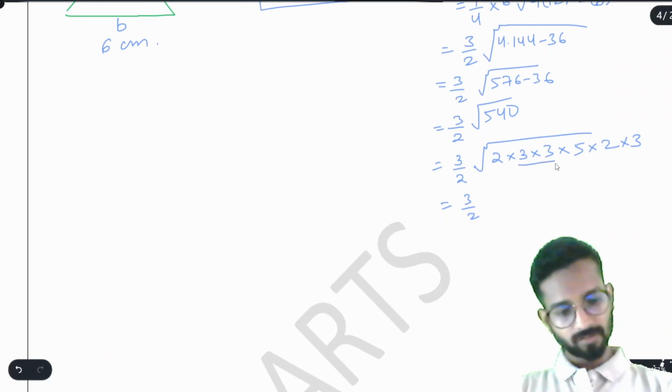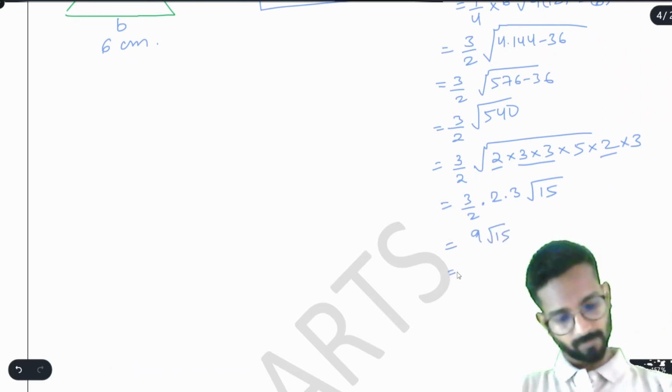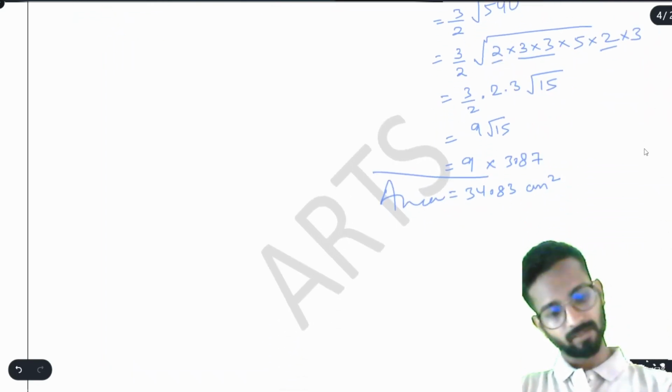Now taking the common, 3 cross 3 is common. This 2 and 2 is common. So you can write here directly, multiply 2, multiply 3, root of 15. So the answer will become, 3 3s are 9, 9 root 15, and therefore you can say 9 multiply 3.87, that is 34.83 centimeter square. This is your area of the isosceles triangle. Simple enough.